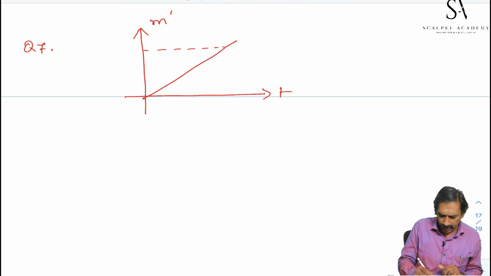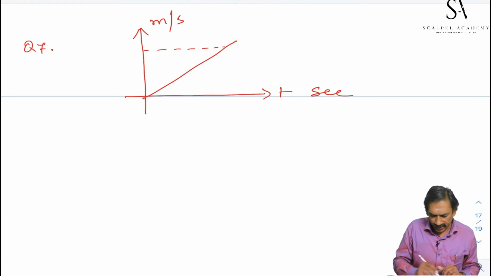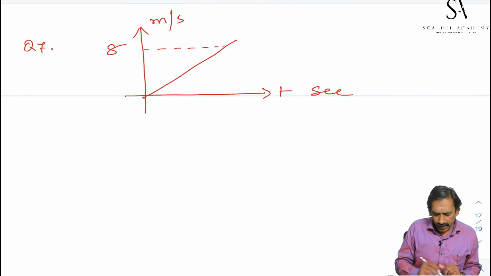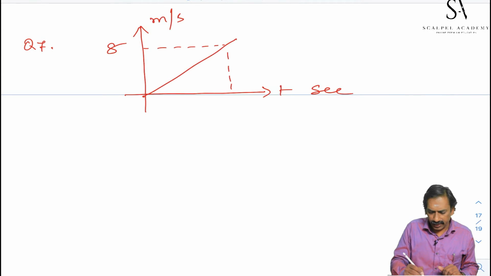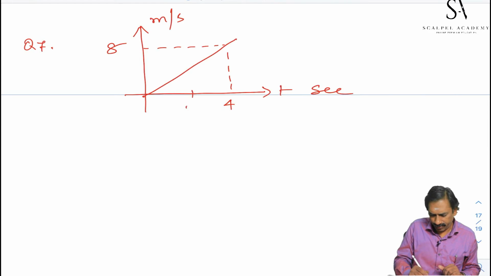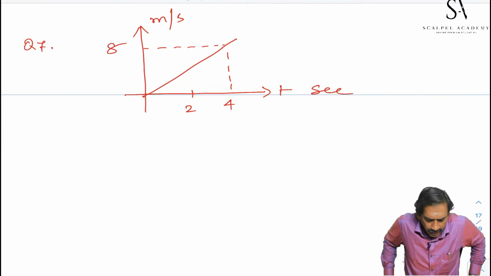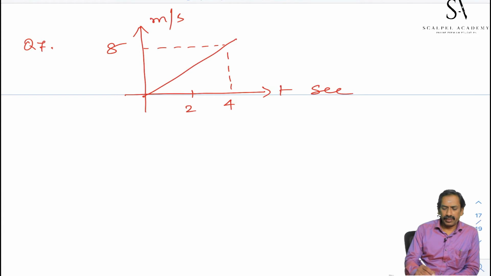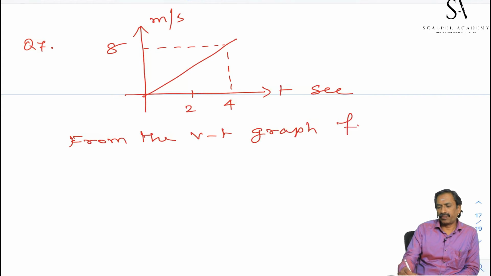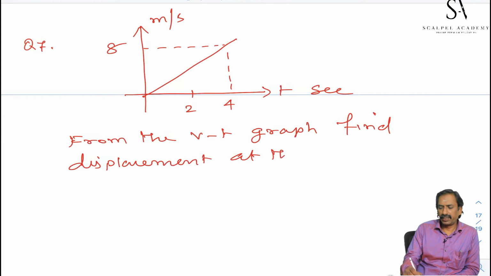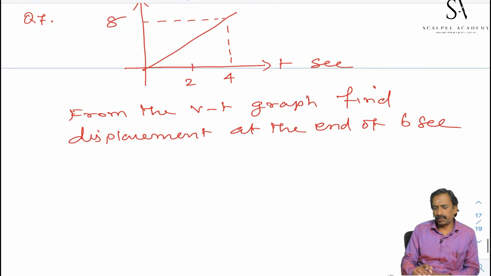Velocity is in meter per second, time is in second. 8 meter per second is attained after 4 seconds. This is the VT graph. From the VT graph, find the displacement at the end of 6 seconds. This is the problem.